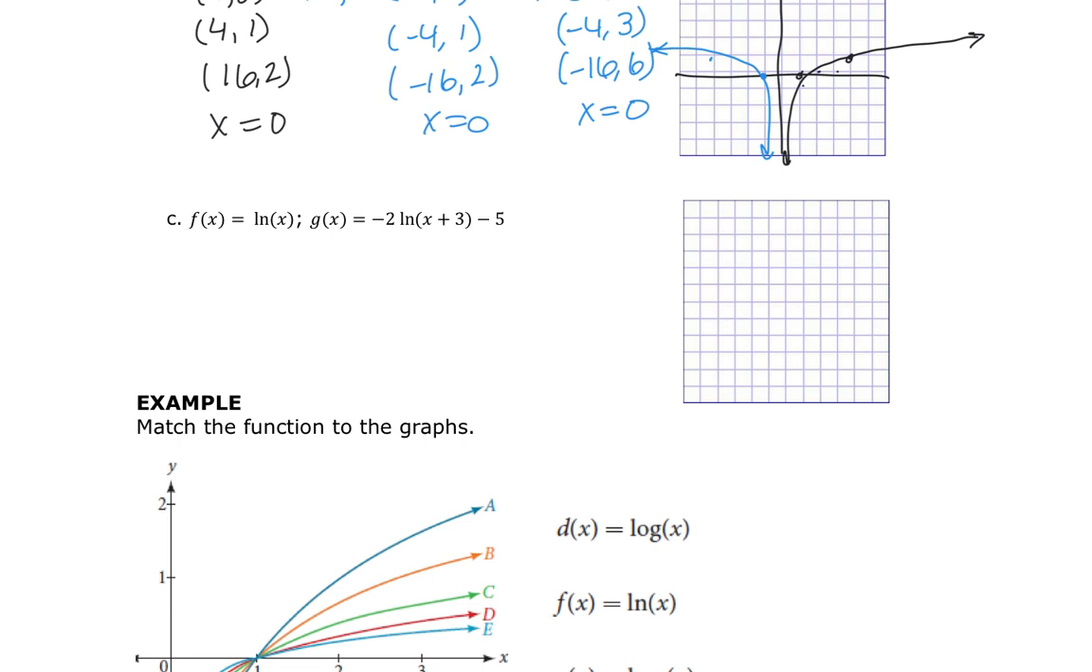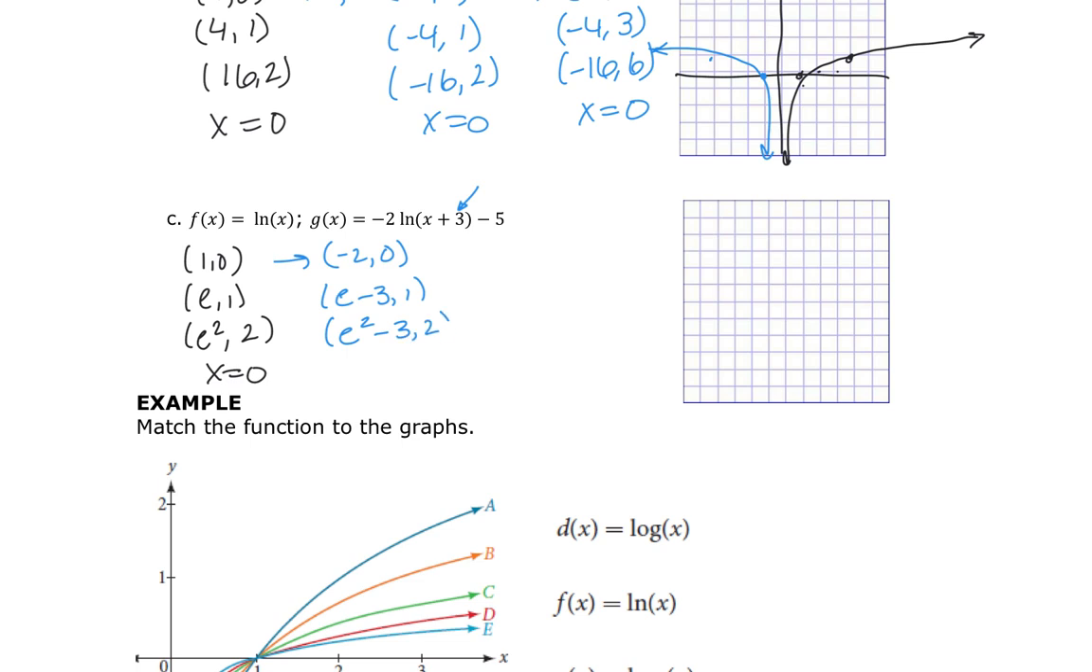All right, so let's do the last one. The natural log was going to go through the points (1, 0), (e, 1), (e squared, 2), and x is equal to 0. Remember, e is approximately 2.72-ish. We're going to start with this. This is going to take all my x's and subtract 3. So this is going to go (-2, 0), (e minus 3, 1), (e squared minus 3, 2), and x is equal to -3.